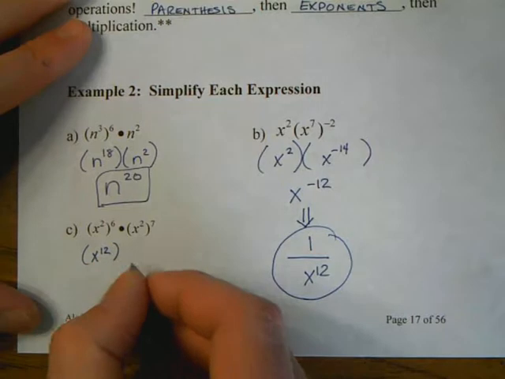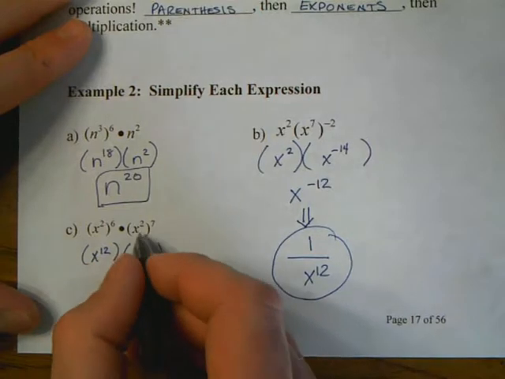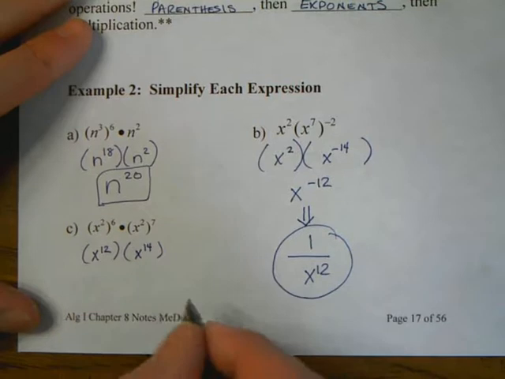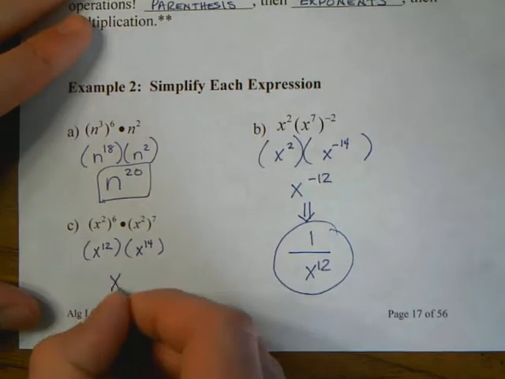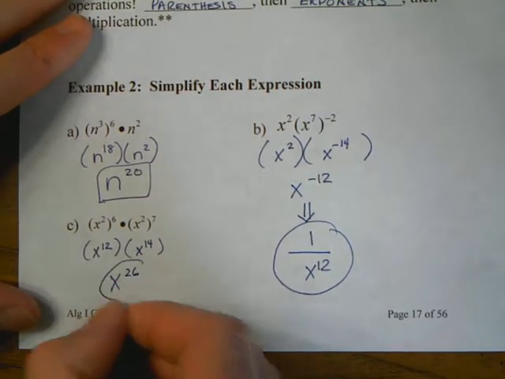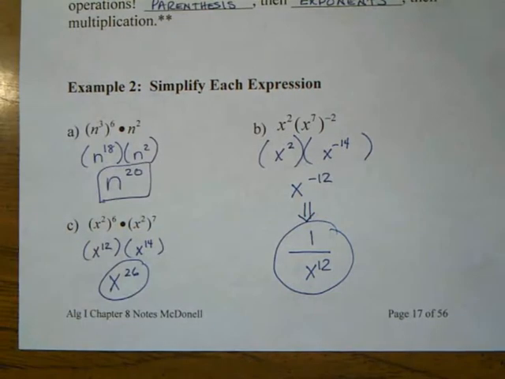Let's look at example C. Example C has two parts to the problem. The first one is a power to a power. That's x to the 12th. The second one, once again, is also a power to a power. So that's x to the 14th. We add those two exponents together and get x to the 26th as our result. So reviewing this idea, whenever you have a power to a power, you multiply your exponents.